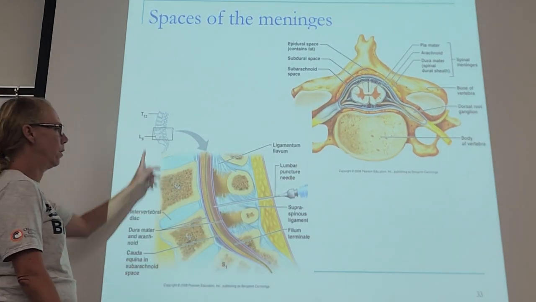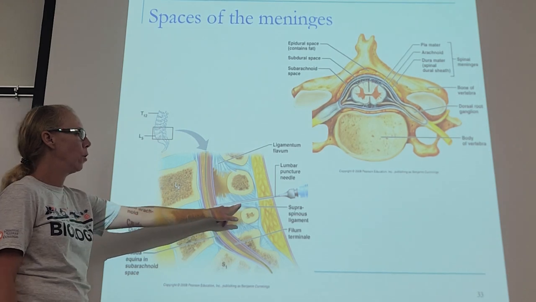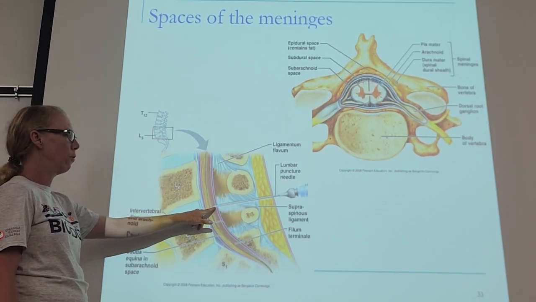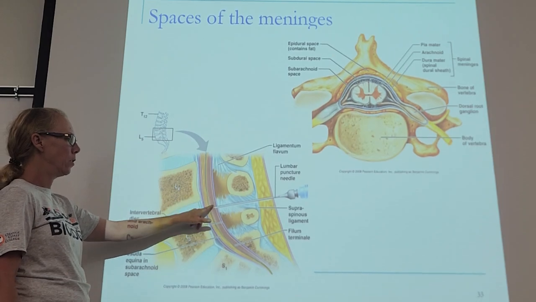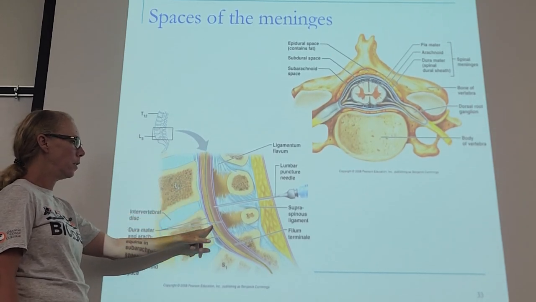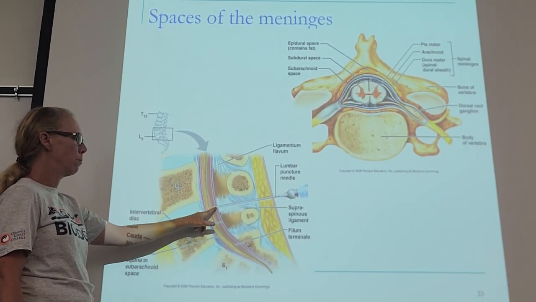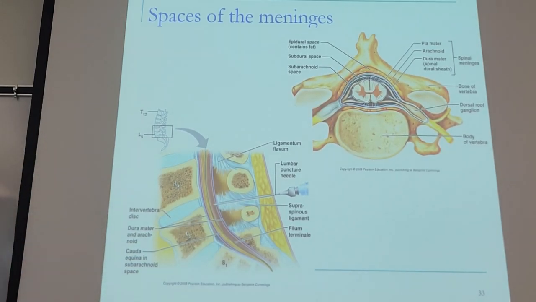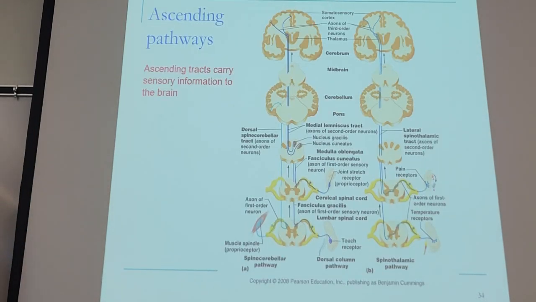Just an FYI, if you know of any patients that get a lumbar puncture, they usually do it in between L4 and L5, so they can get into the central canal and do the least damage to the cauda equina, because there's the most space for them to do it. So that's just an FYI, you don't have to memorize that.